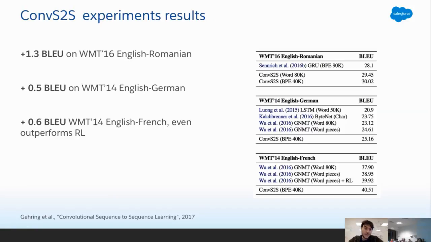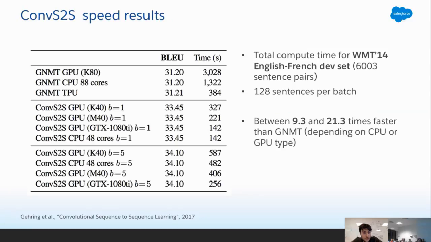So the question, is this actually faster than the LSTM? If we look at the total compute time for one of the dev sets, which is 6,000 sentences, and if we batch them with 120 sentences per batch, then it is between 10 times and 20 times faster than the Google MT paper that's based on LSTMs. And the difference in factors depends mostly on which hardware you're using. But whether you use CPUs or different kinds of GPUs, there is still at least a 10x speedup.